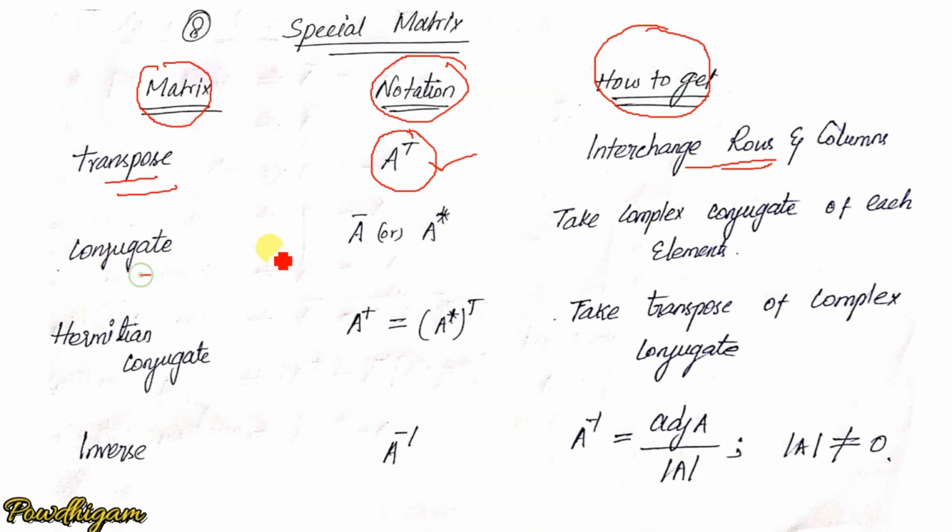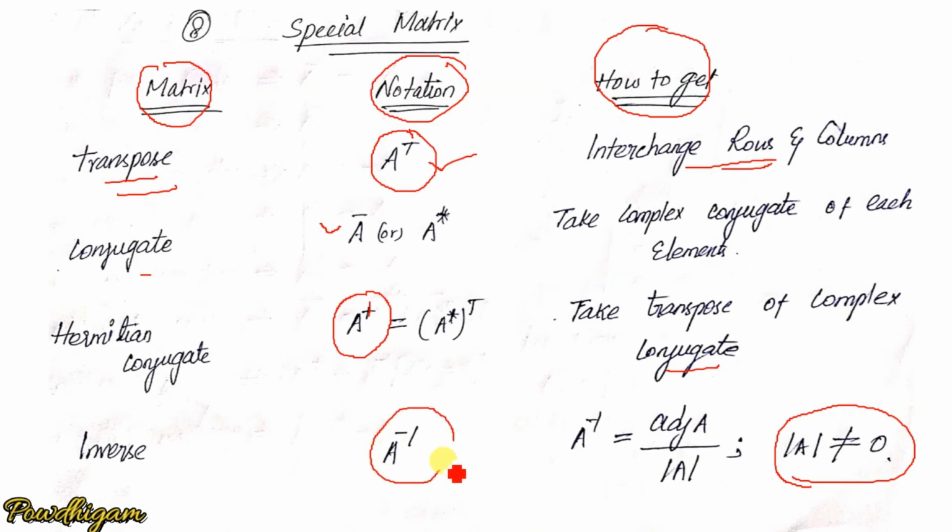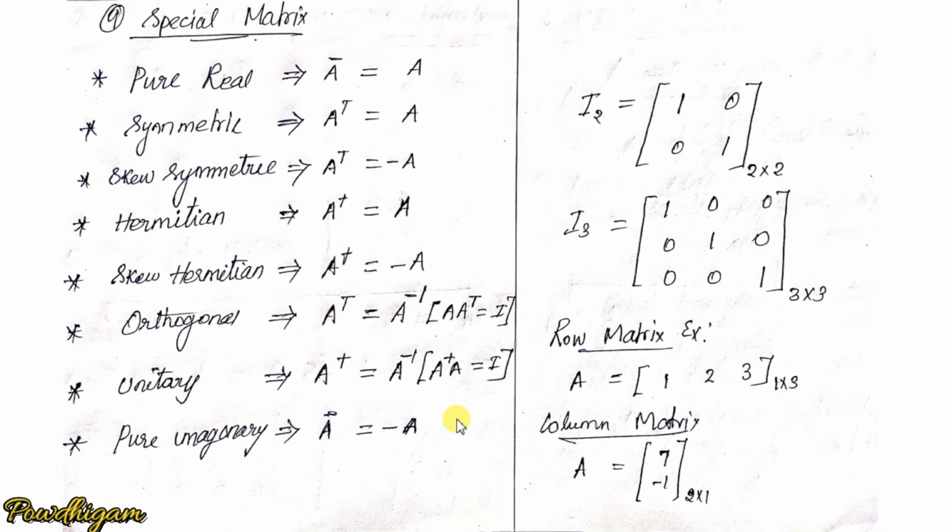Next one is the conjugate. We can represent it as A bar or A star. Take the complex conjugate of each element, then we will get the conjugate matrix. Another one is the Hermitian conjugate, which is nothing but A star power T, that means take the transpose of the complex conjugate. Another one is the inverse matrix, which is very important. Its notation is A power minus 1. A power minus 1 is equal to adjoint of A divided by the determinant of A. There is one condition: the determinant must not be equal to 0; only then does A inverse exist.